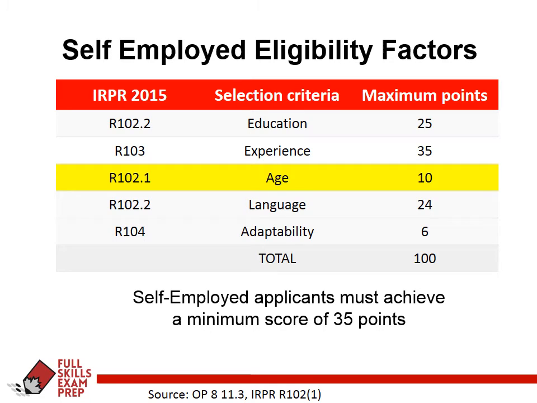So a lot of people get tricked into this because they think, oh, if a person has 5 years of experience, then they would be accepted. But remember that points are just one little part of what is used to assess if a person can apply under the self-employed category.